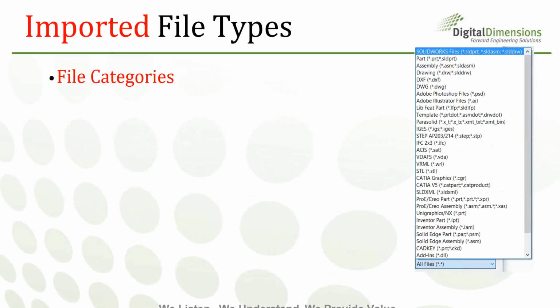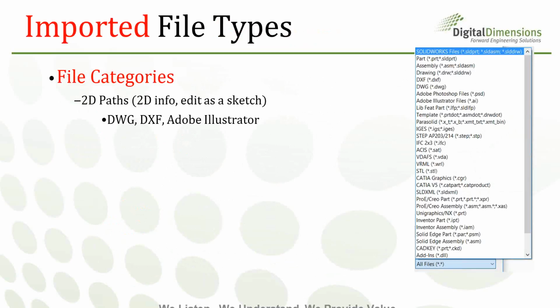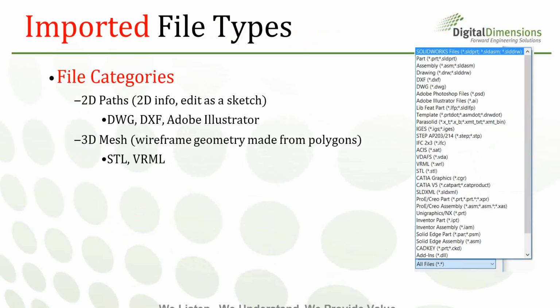Another thing I want to talk about was some of the file categories. Basically, I broke down some of these different files into the actual categories they belong in. For instance, if you're working with 2D paths, like your 2D info sketch editor, these are your DWG, DXF, and Adobe Illustrator files. 3D mesh files are your STL files. This is a wireframe geometry made from polygons, so this is what you would output if you're working with 3D printers. You can just do save as STL, and then transfer that over to your printer or whatever your printer conversion software is to make a 3D print.